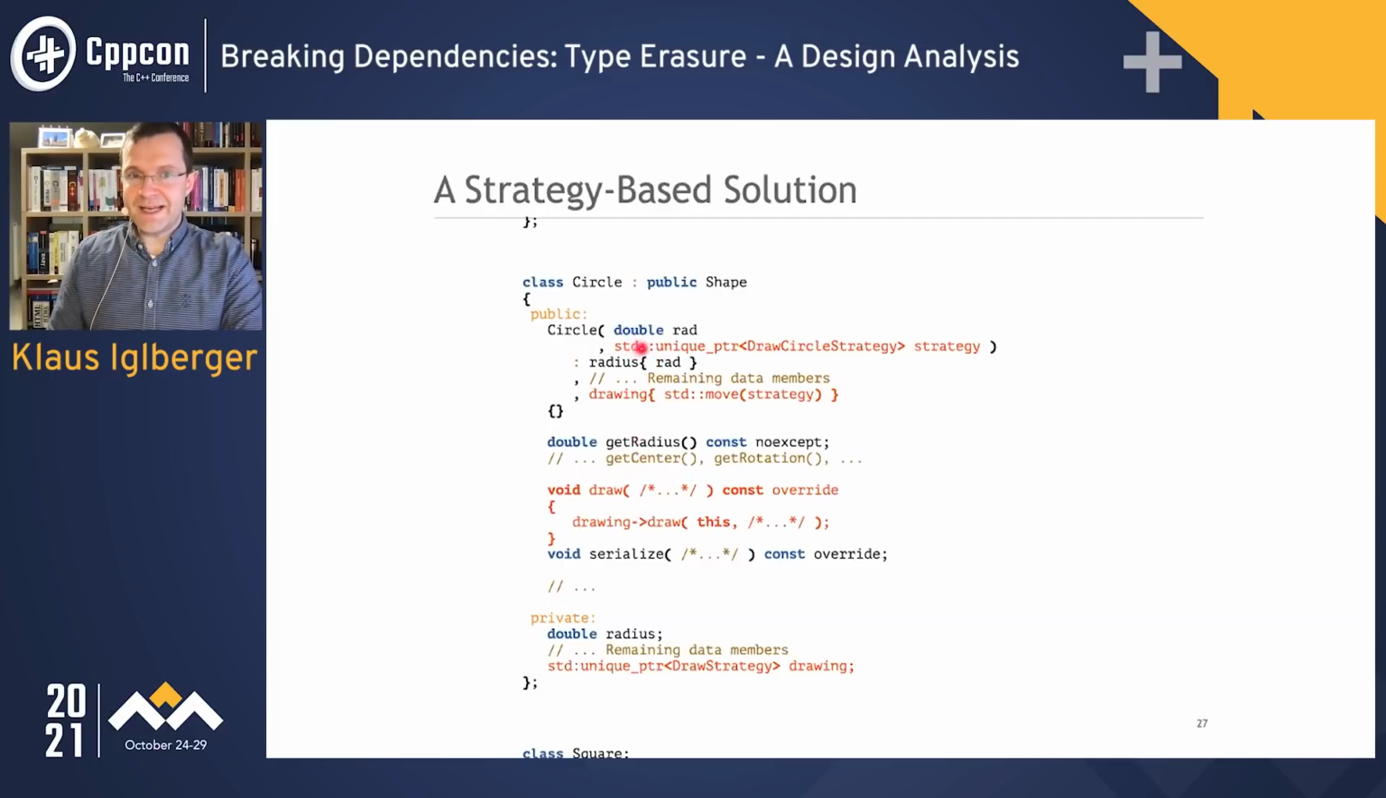In this implementation, in the constructor, I now get a unique pointer to a draw circle strategy. So I get a unique pointer, which makes it clear I will take the responsibility for this particular base class. Great, because then the lifetime questions have been answered already. I now move that strategy into my data member, which is of course a unique pointer to draw strategy. And whenever somebody calls draw, I don't do this work myself, but I forward the request. I call the draw function on my strategy, pass myself, forward all the arguments, and I'm drawn.